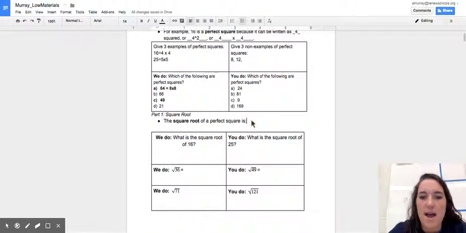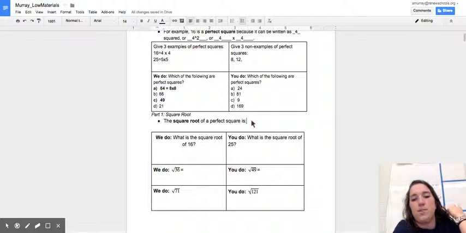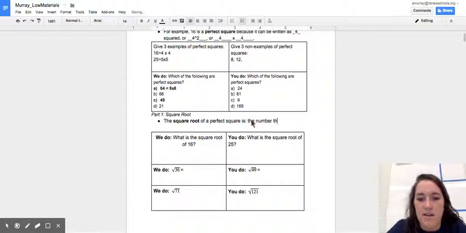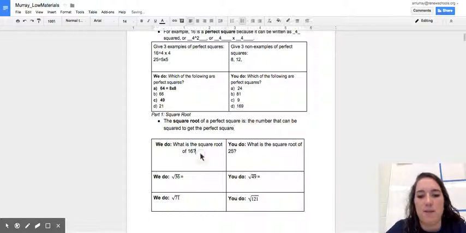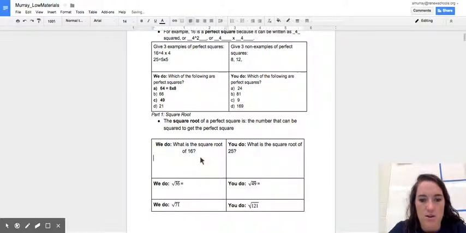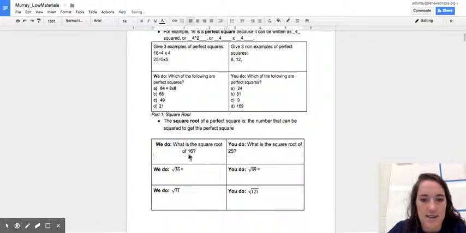All right, so now we're going to review square roots. The square root of a perfect square is the number that can be squared to get the perfect square. So what is the square root of 16? What number can you square in order to get 16? The square root of 16 is 4 because 4 squared equals 16.